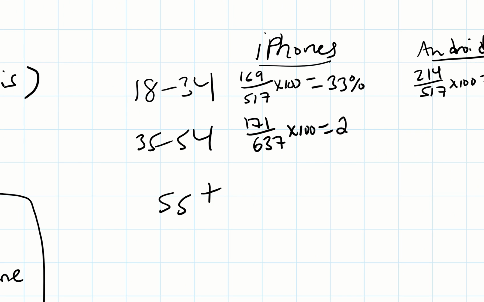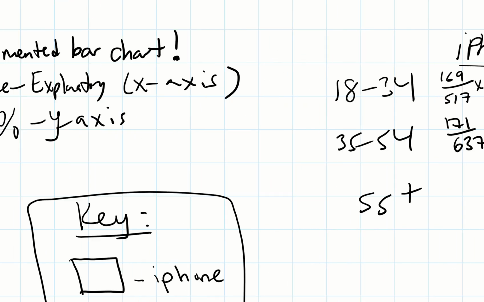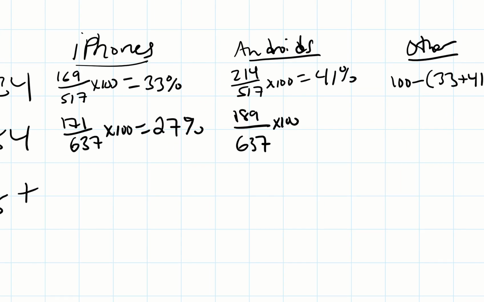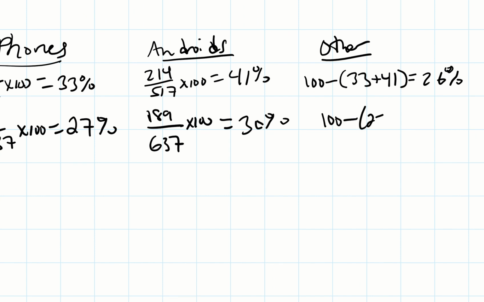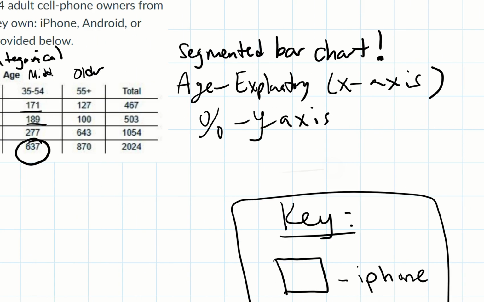So that's going to be about roughly 27%. This one, how many use Androids? 189 times 100, of course, to convert it to a percent. So that's about 30%. And then lastly, you could do 100 minus 27 plus 30. 27 plus 30 is 57, and then 100 minus 57 is 43. Of course, you don't have to do that. You can use the fraction and times it by 100, but this is easier for me to do.